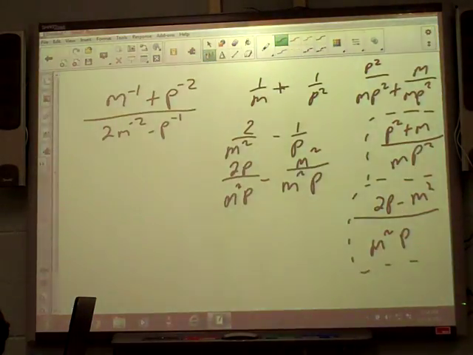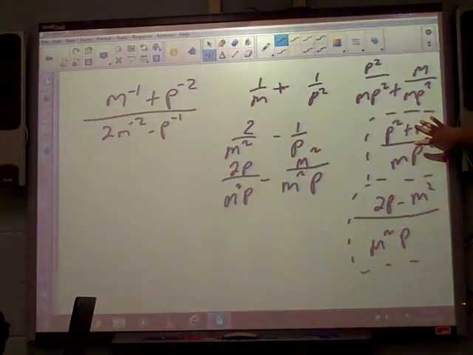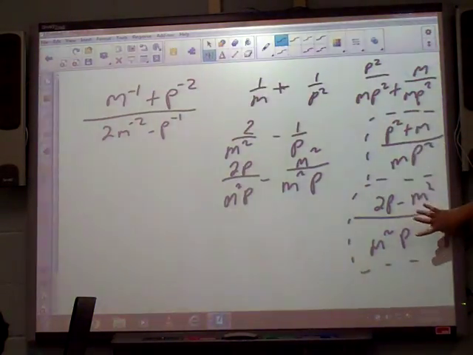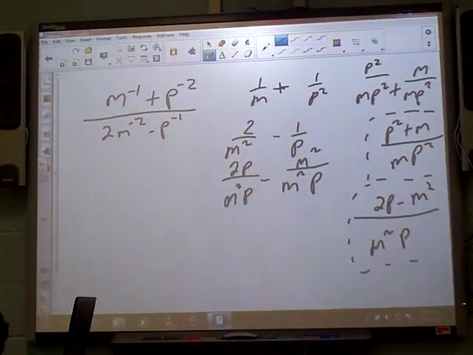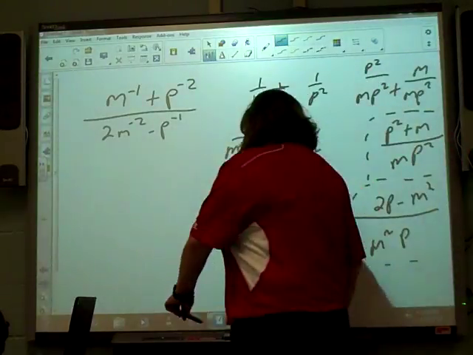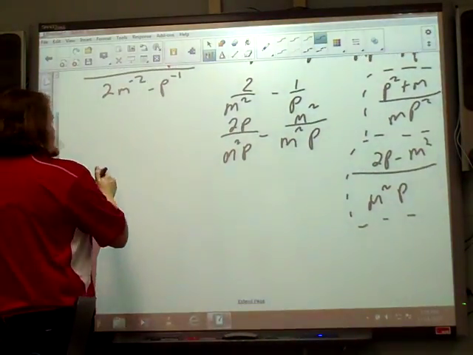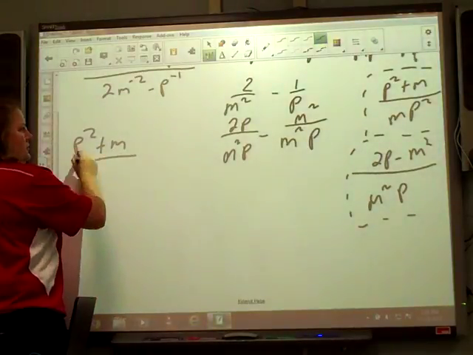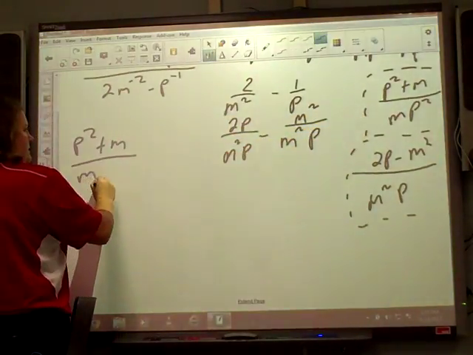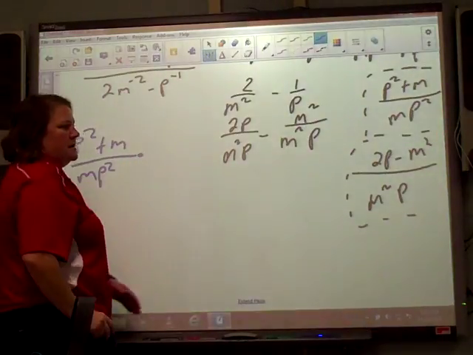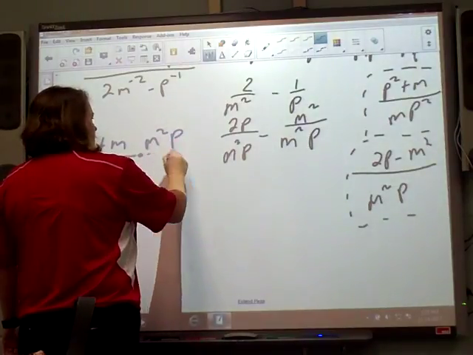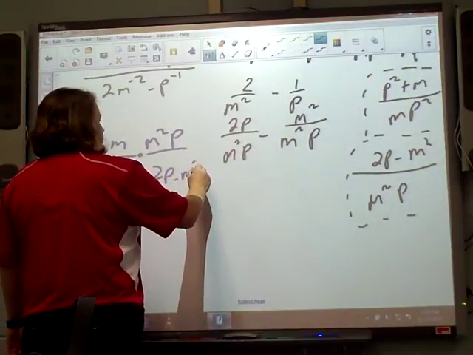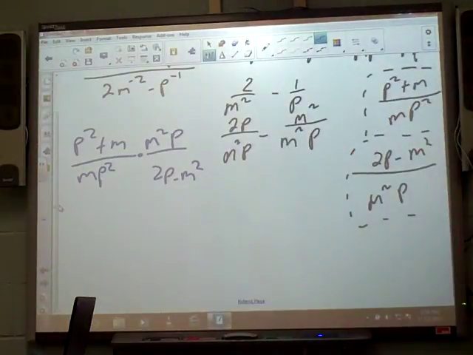So I'm looking over here on the far right in my dotted rectangles at this divided by this, which now, finally, a smartboard page later, I'm ready to multiply by the reciprocal. I had to do all that to get it ready. So pick up a new color so we can see it a little better. I got p squared plus m, my new numerator, and I'm writing this one over m p squared, times the reciprocal of this one: m squared p over 2p minus m squared.